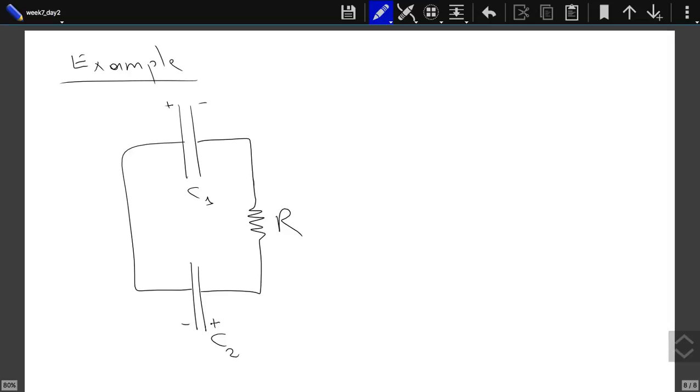What will I understand if I say that this capacitor is positively charged? If I find that this capacitor is positively charged, I will understand that this plate is positive, this plate is negative. If I find that this capacitor is negatively charged, I will understand that this plate is positively charged, this plate is negatively charged. That is how I will interpret my final results. What should be the direction of the current? I will choose the counterclockwise direction, I.